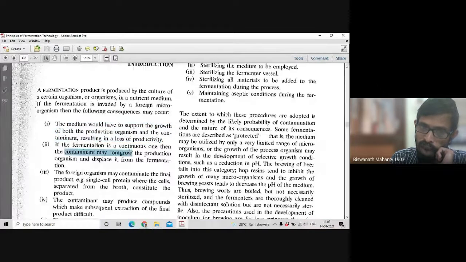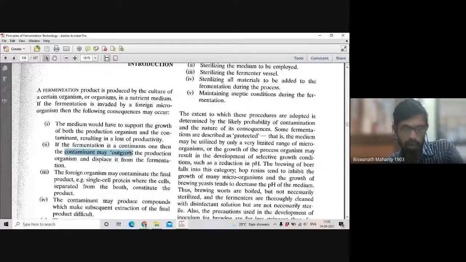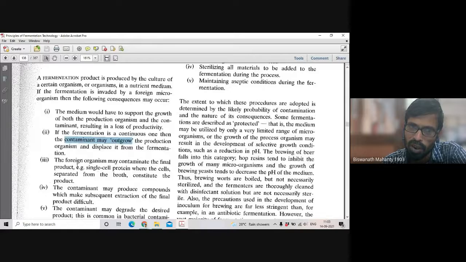Outgrow is possible. Outgrow means if both are growing happily, possibly you may still allow. But outgrowth means it is suppressing the growth of your original organism and growing further. That cannot be permitted, right? Then eventually you will lose everything. It will be just invading that media. It is not really possible. It will always be contaminated.